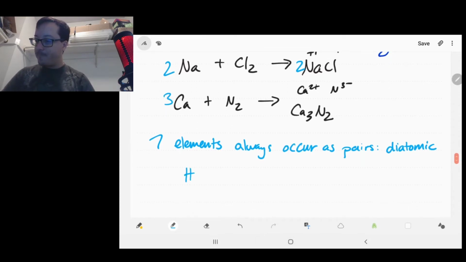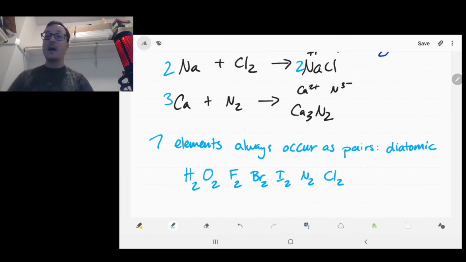And so these are the elements that occur as pairs, that are called diatomic elements. They always occur as pairs. So you'll never find one H atom by itself. You'll always see H2. One way to remember this is Hofbrinkel. As I have written there, Hofbrinkel. That's how I learned it, at least.